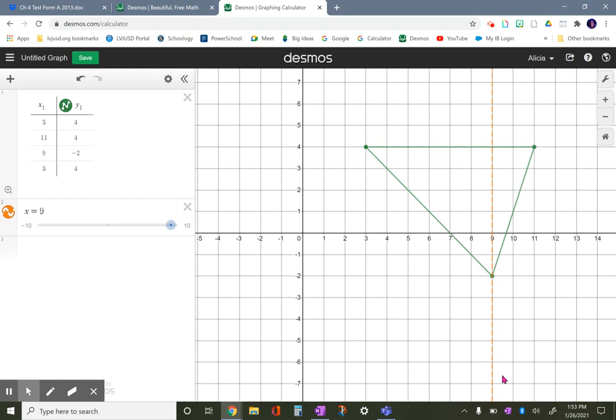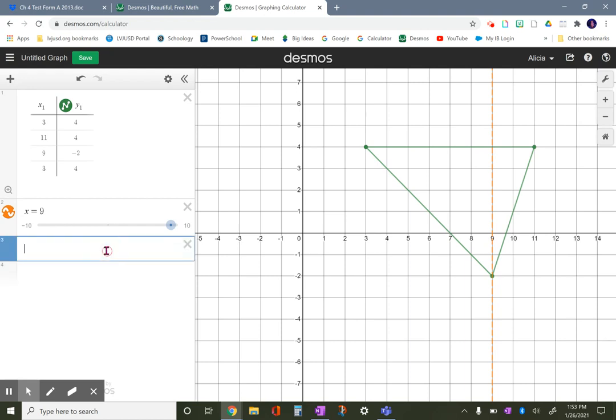So you can see that this is a vertical line, this is a horizontal line. They are definitely perpendicular. This line goes through the vertex. That is an altitude, okay? You're not going to see a little right angle symbol there, but imagine that it's there. You can't draw that in Desmos, but we know that it's there.